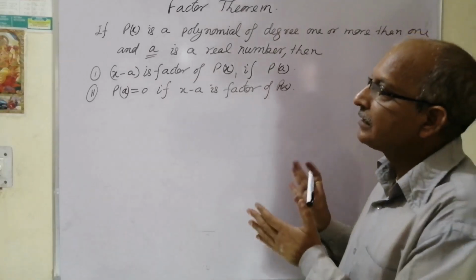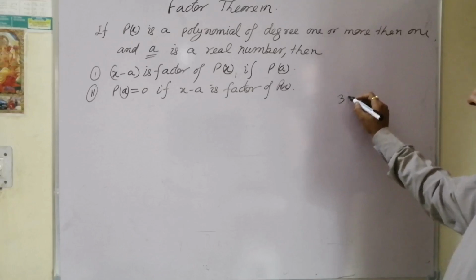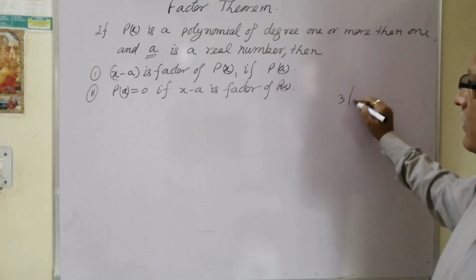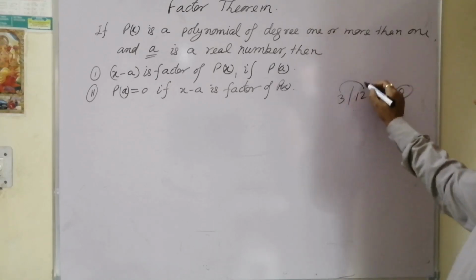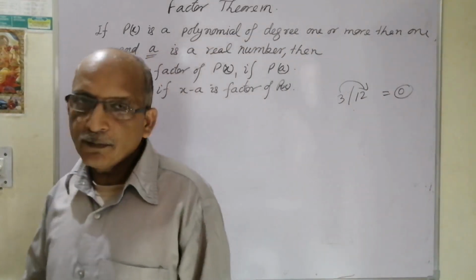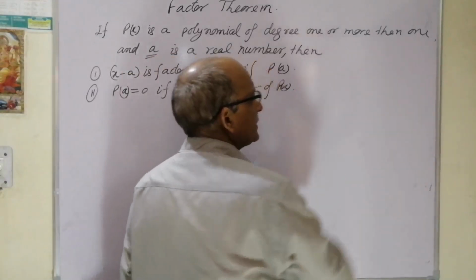So sometimes we are able to understand that, okay, 3 is dividing 12 and there is no remainder. It means 3 is a factor of 12. So that is a numeral problem. But here, in algebraic problems, we'll discuss it as in the remainder theorem we had discussed.